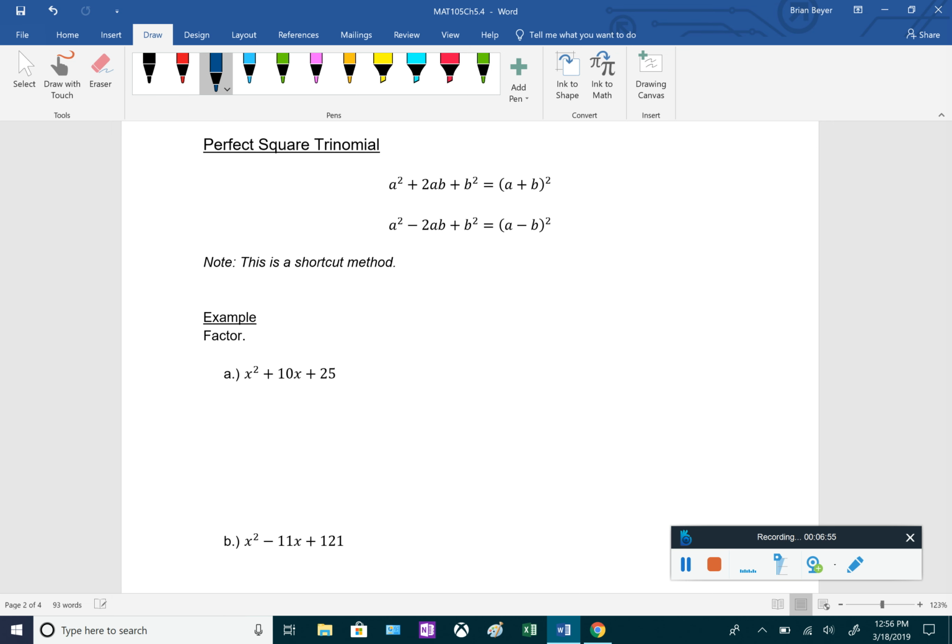So for the next thing, for the perfect square trinomial, this is just a shortcut method. It's not something that has to necessarily be memorized. But if we're factoring a trinomial, it's a squared plus 2ab plus b squared. If it's in that form, then it's a perfect square trinomial, which means we could factor it as something squared. In that case, we can factor it as a plus b squared. If that middle term is negative, then we can factor it as a minus b squared.